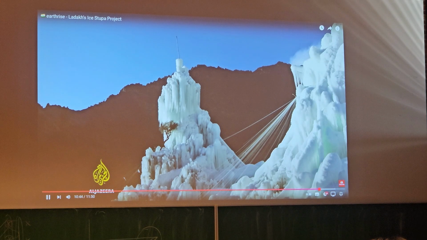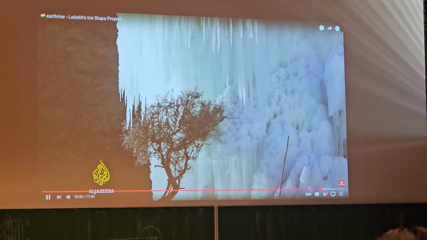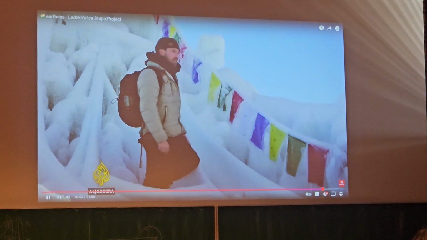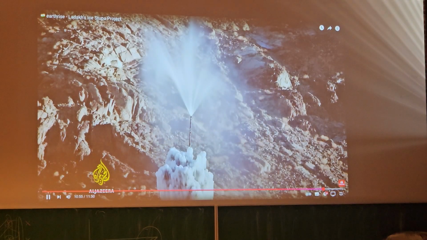Bearing in mind, the whole reason that they're doing this is to try and conserve that winter meltwater. It's like a kind of water battery. They charge it up in the winter, and then it melts in the spring.